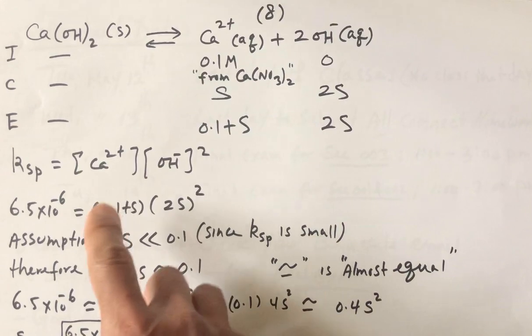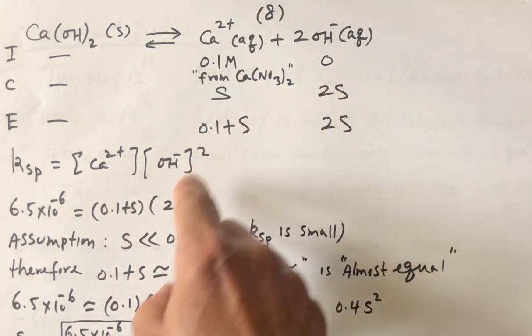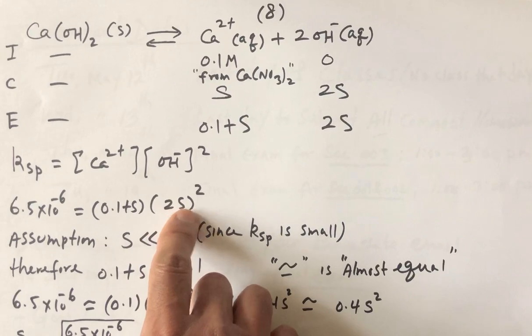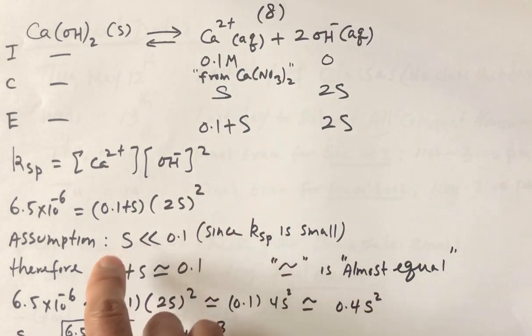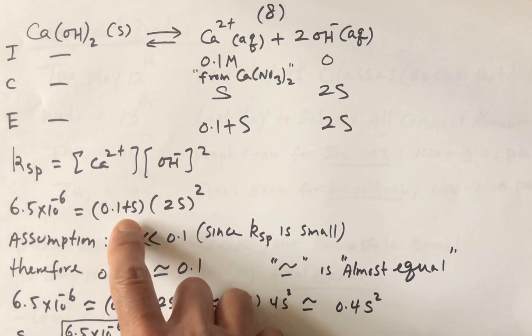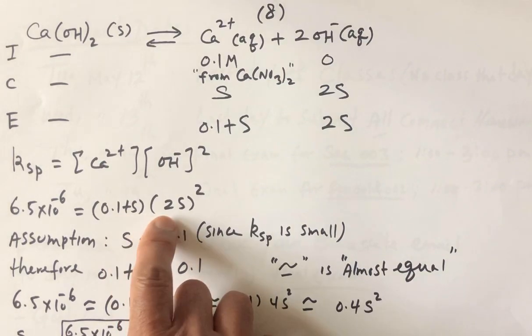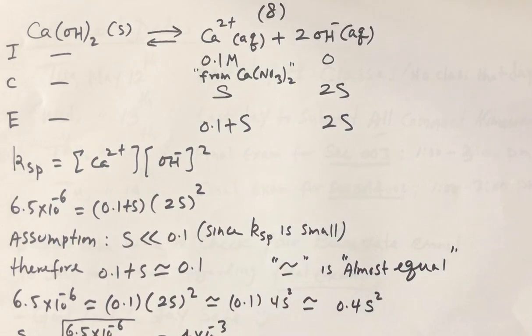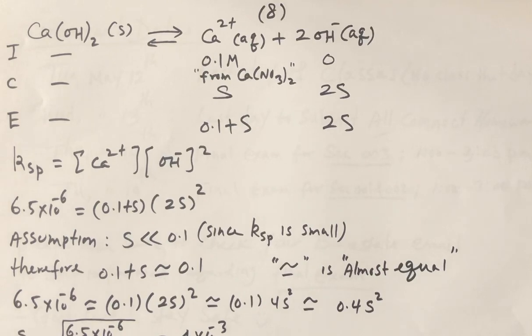So we set up the Ksp again: Ca2+ times OH minus squared. So this is 0.1 plus S times 2S squared. Now, if we don't make any assumptions here, then we have to use the quadratic formula to solve for S. But as I have explained before, we usually make some assumptions to avoid using the quadratic formula, because it's much easier to make the assumption and then check it rather than to go through the quadratic formula and solve for S.